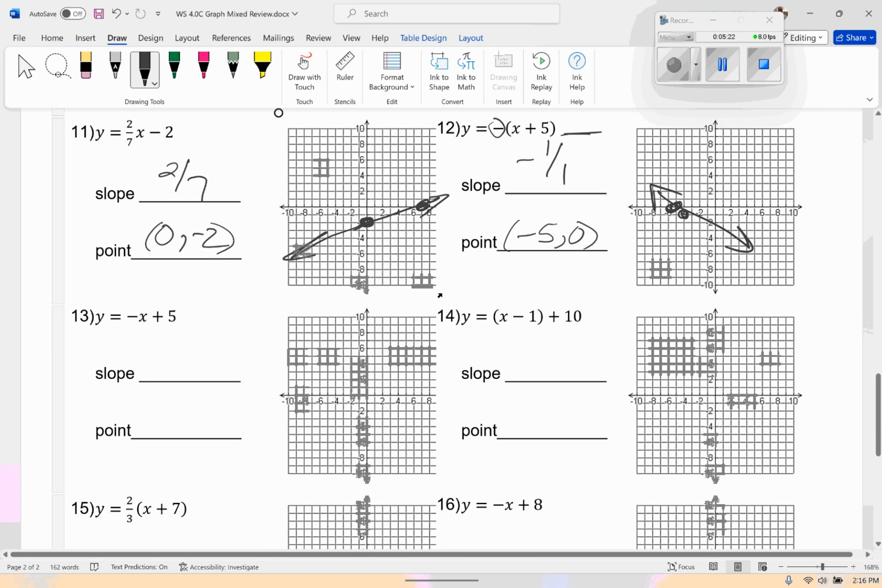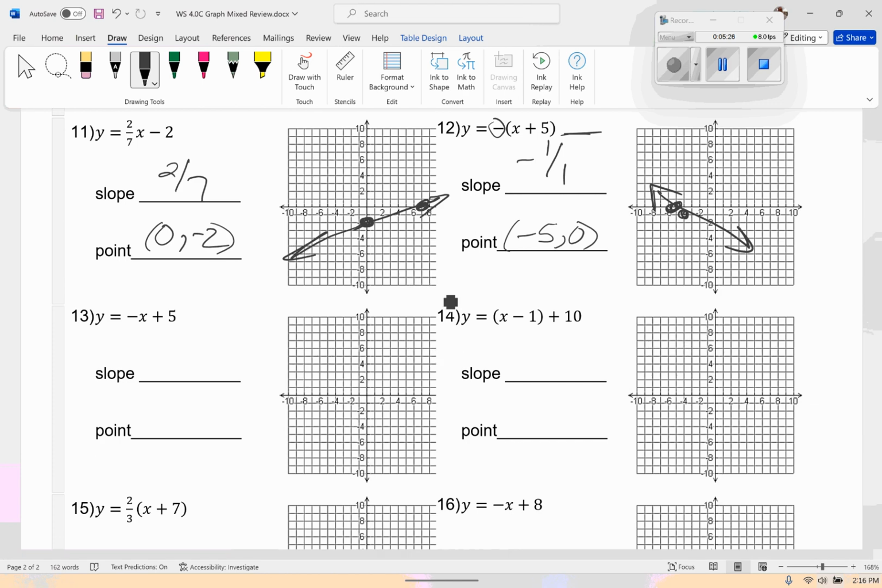All right. So if you look at number 12 versus number 13, notice my point here. Look what happened with my point. The reason why that point was the y-intercept and it wasn't taken out is it was not in parentheses. I still have the same slope. So I'm going to go down 1, right 1. Looks like that. 14, what's my point?